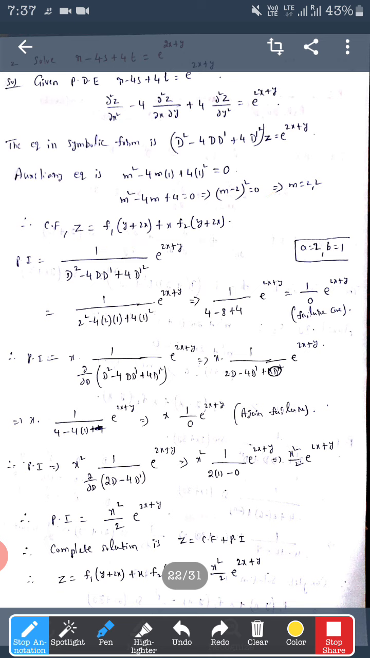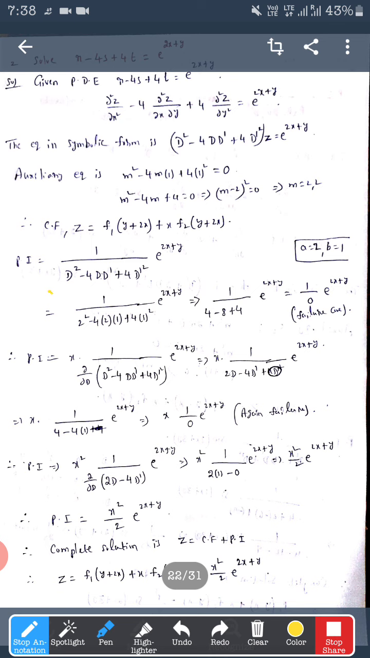Next, coming to the particular integral, PI is equal to 1 by f of D comma D dash into e power of 2x plus y. Here also, if you compare with e power of ax plus by, the x coefficient is 2, therefore a is equal to 2. The y coefficient is 1, therefore b is equal to 1.